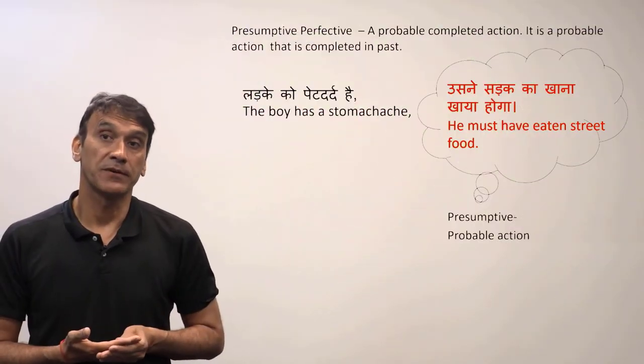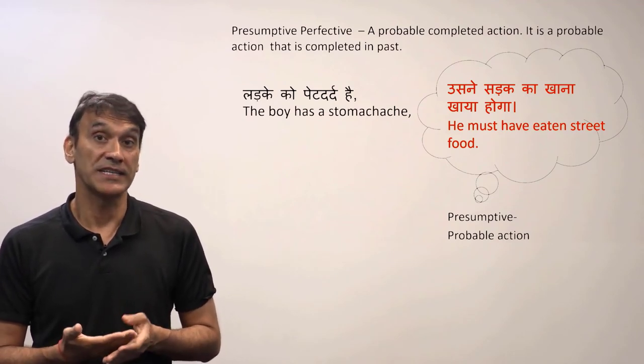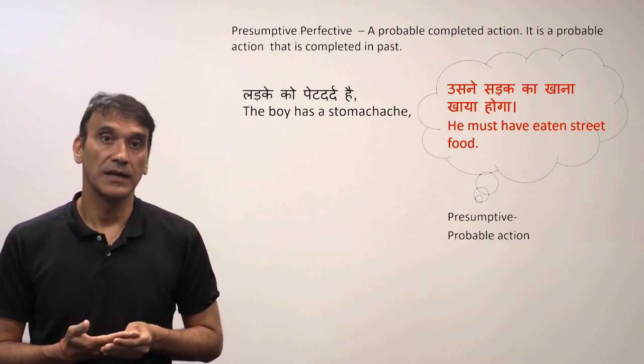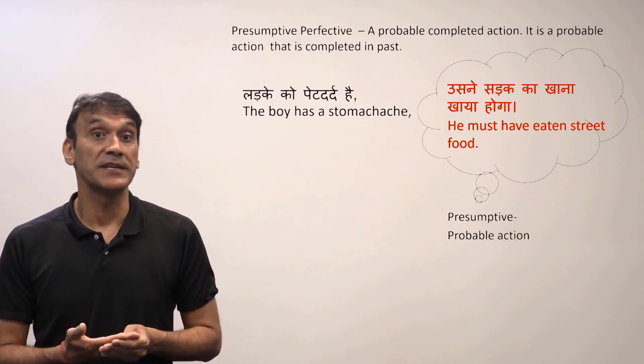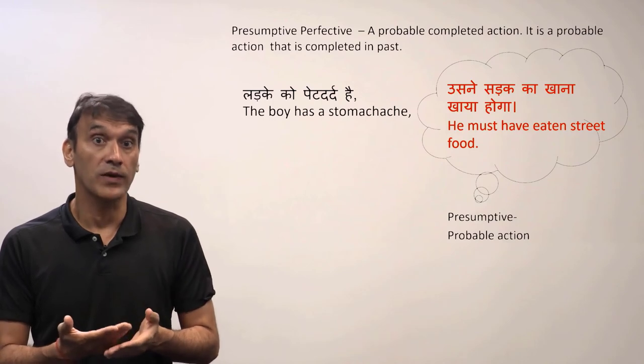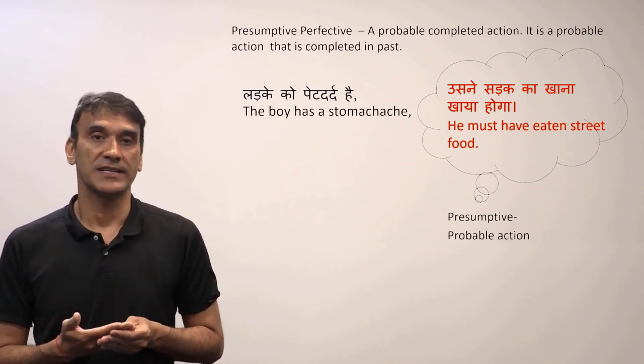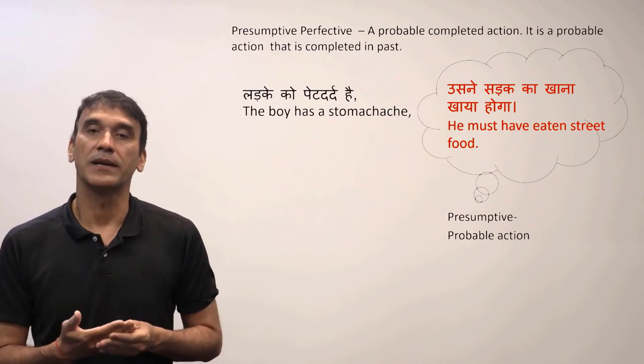Finally, the presumptive perfective. The presumptive perfective is a completed action. It is a probably completed action. It's a probable action that is completed in the past. So in this sentence, the speaker does not know whether the action has happened or not, but he presumes that the action has happened. Here's an example.